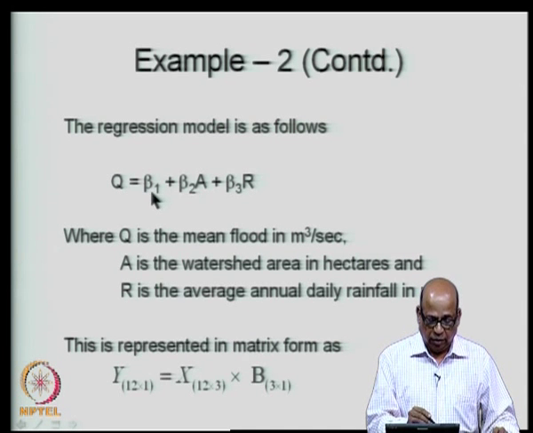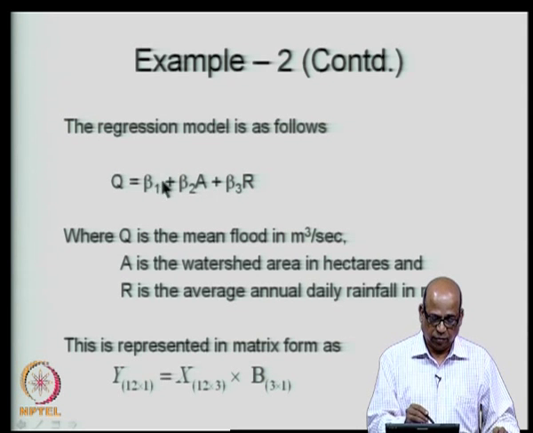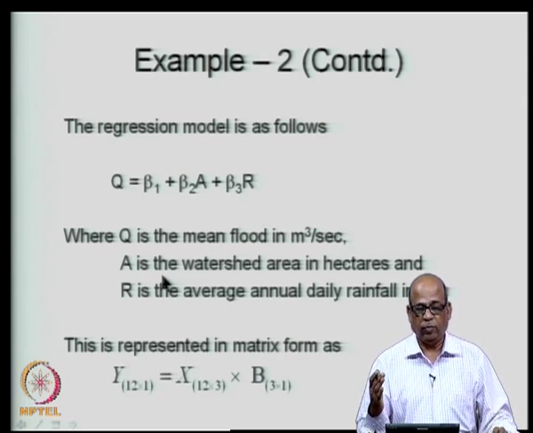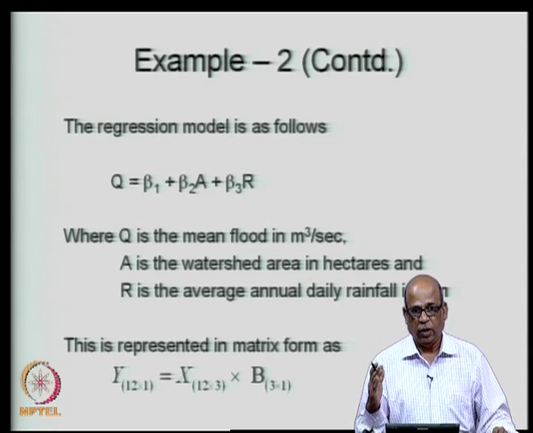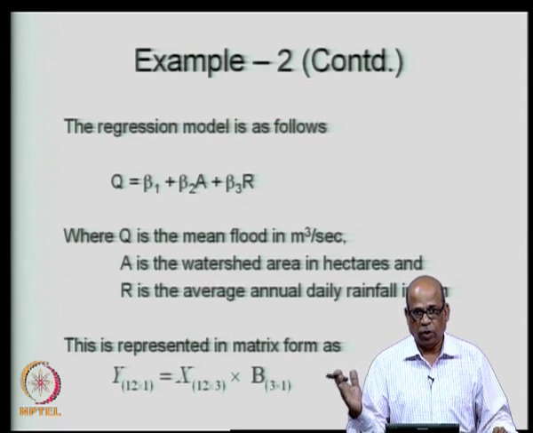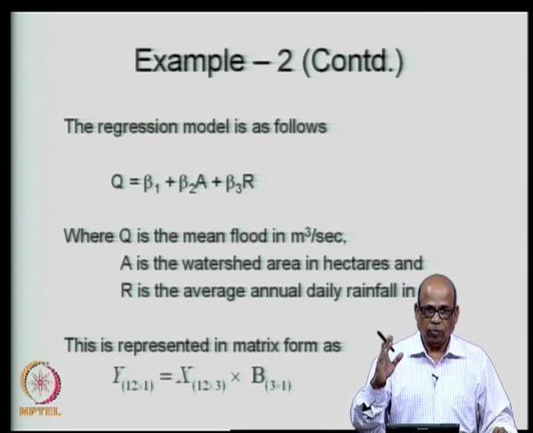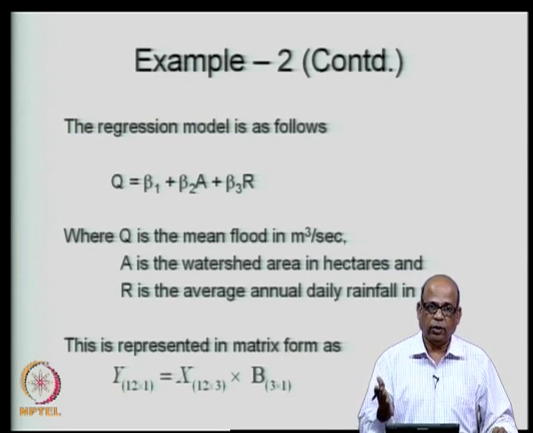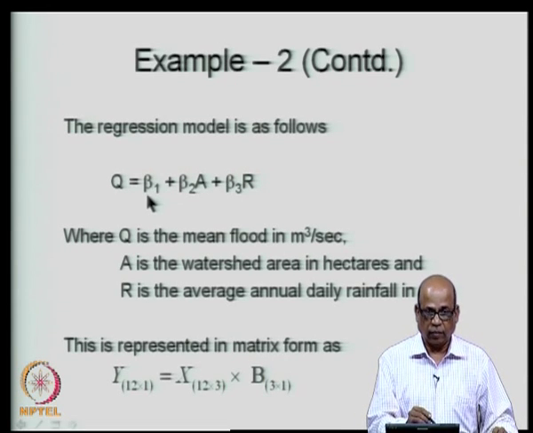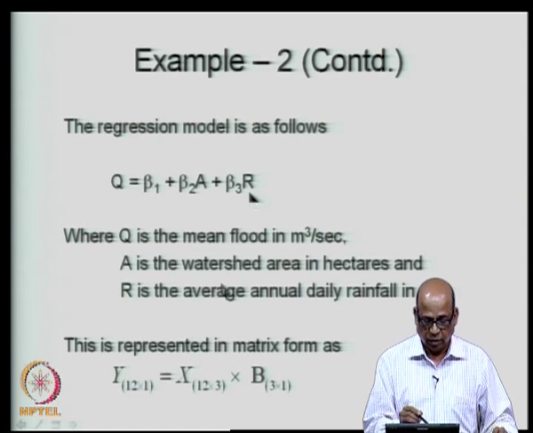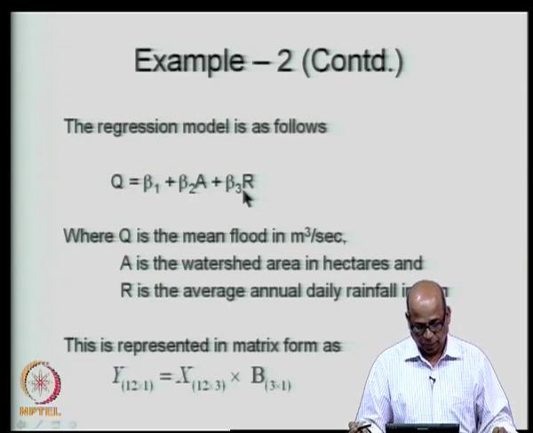To obtain an intercept, we make the first variable as 1. That means, we wrote in our long form beta 1 x 1 plus beta 2 x 2 etcetera. If you make x 1 as 1, which means for all the n values you put x 1 as 1, then you get the intercept associated with the first variable, and that parameter will be beta 1. So, we get q is equal to beta 1 plus beta 2 a plus beta 3 r. Now, the task is to obtain the values beta 1, beta 2, beta 3.